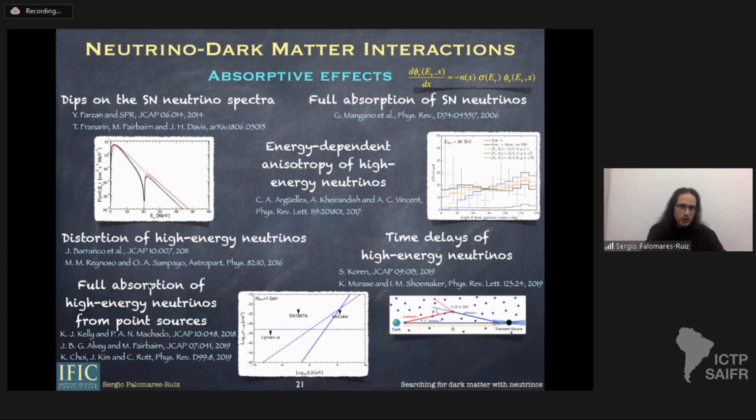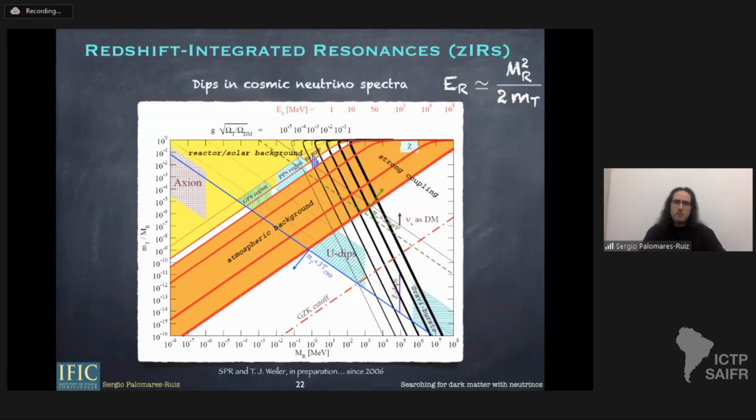One can also search for the full absorption of high energy neutrinos from point sources. Just the fact that we have detected a neutrino from that source sets limits on the scattering cross section. One can also set limits from time delays of high energy neutrinos compared to other messengers like gamma rays. Then there is a way to search for these effects when there is a resonance.